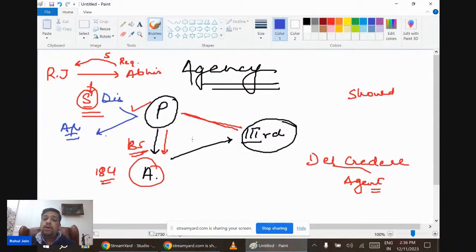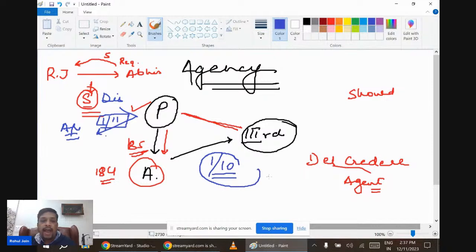Within the reasonable time. Sir, suppose this contract was made on 1st of October and ratification was done on 1st of November. What should be the date of contract? The act was on 1st of October, ratification on 1st of November. The date of contract will be the date of the act itself, not the date of ratification. This is known as the doctrine of relating back. So if there is ratification, the date of the act will be known as the date of contract.